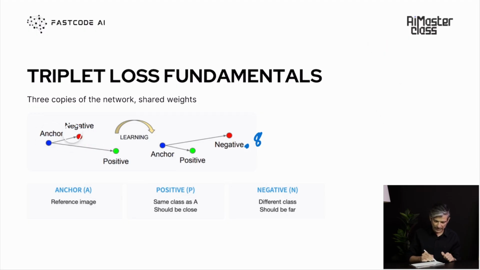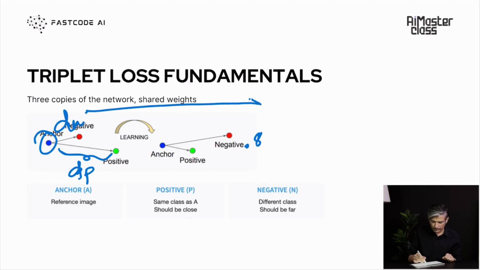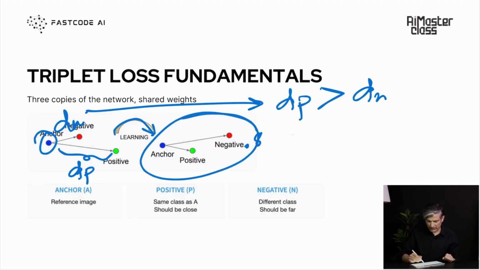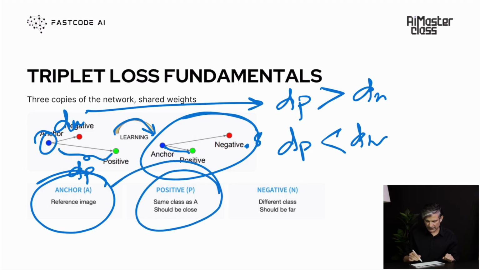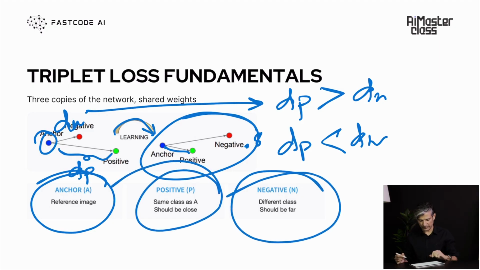So before training, let's say for the anchor, the distance to the positive was more than that of the negative. So this is d positive, and this is d negative. In this case, our d positive was greater than d negative, and this is not what we want. But after the machine learns, this will flip, and d positive now becomes less than d negative, and we are happy with that, right? So anchor is your reference image, positive is of the same class, and negative is of a different class.